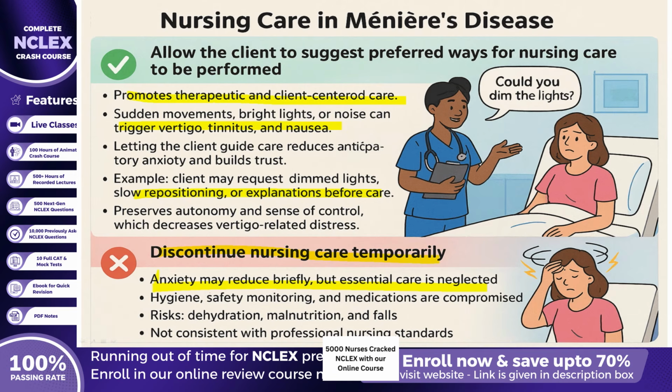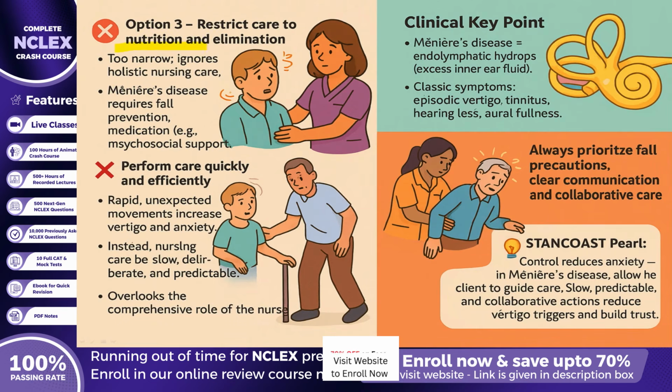Looking at option 3, restricting care to only nutrition and elimination is also incomplete. While dietary adjustments like a low-sodium diet and elimination support are important, holistic care is required. This includes medications such as meclizine or diuretics, fall prevention strategies, and psychosocial support. Narrowing care only to nutrition and elimination disregards the comprehensive nursing role.